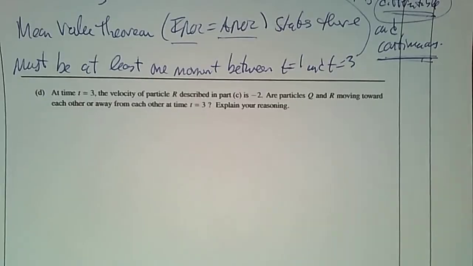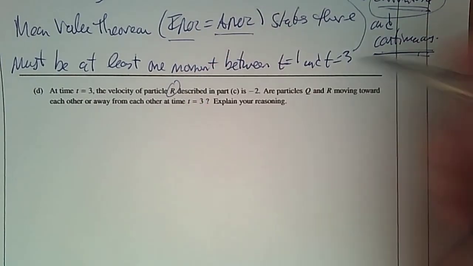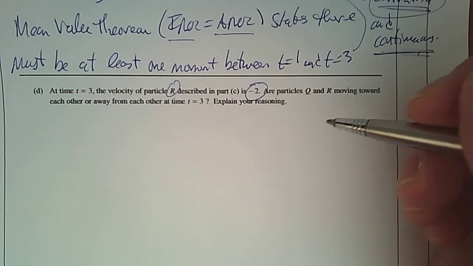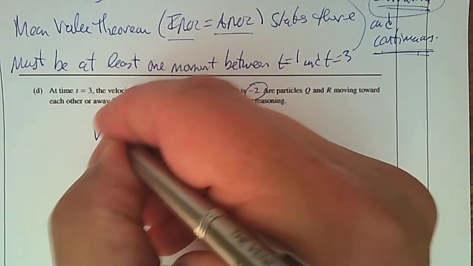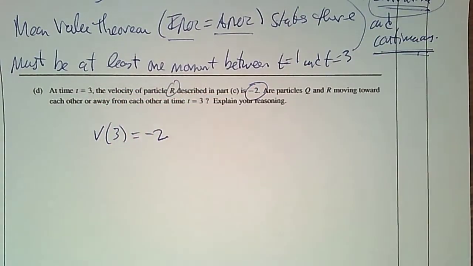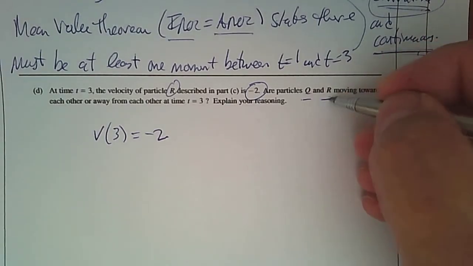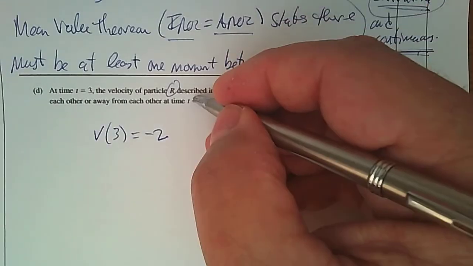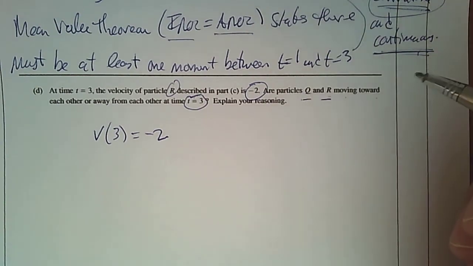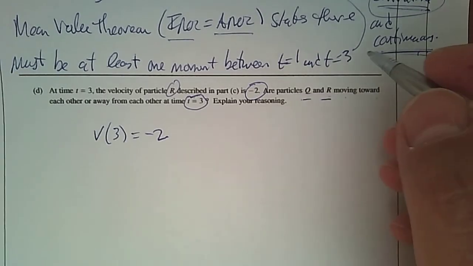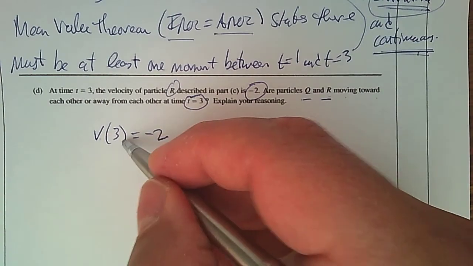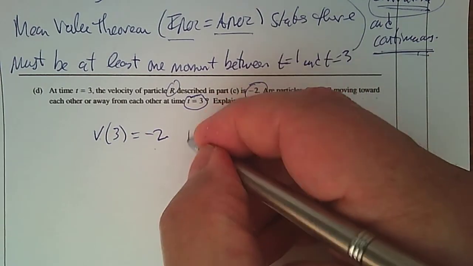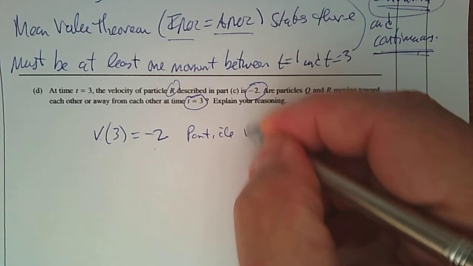All right, part D. At time t equals 3, the velocity of the particle R, described in part C, is negative 2. So the velocity at 3 is equal to negative 2. Are particles Q and R moving towards each other or away from each other at time t equals 3? And then explain your reasoning. So if the velocity at 3 is negative, that means particle R is moving in what direction?